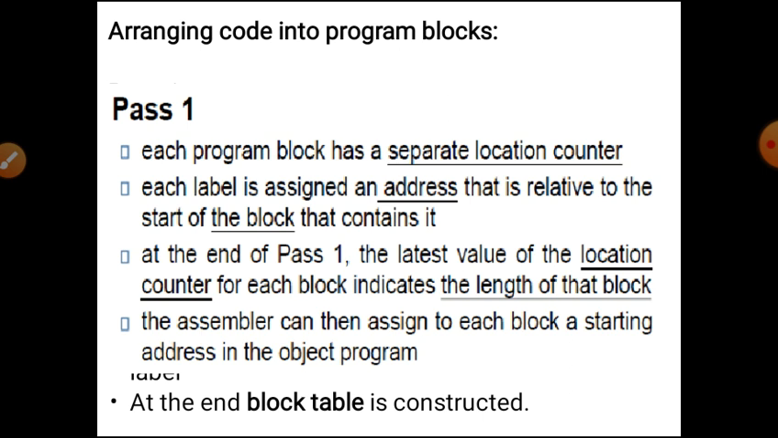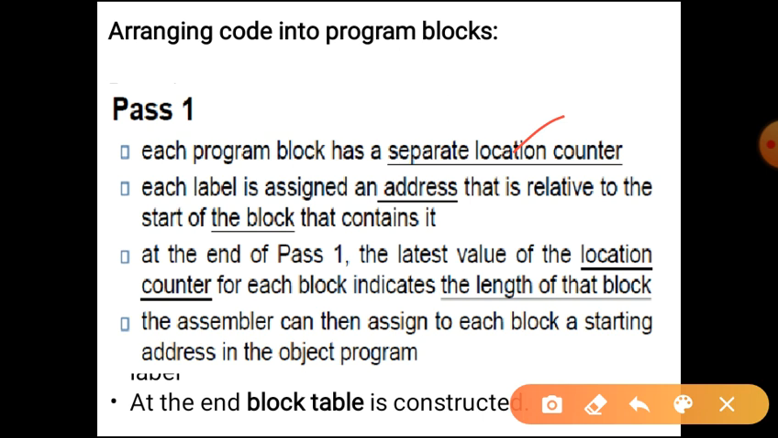What additional steps are carried out by the assembler? These are the additional steps carried out during pass 1. For each program block, it maintains a separate location counter, and for each label found in the program block, it assigns an address that is relative to the beginning of the program block. At the end of pass 1, the current location counter value indicates the length of that block, and this is used to assign the starting address in the object program for that block. And at the end, a block table is constructed.